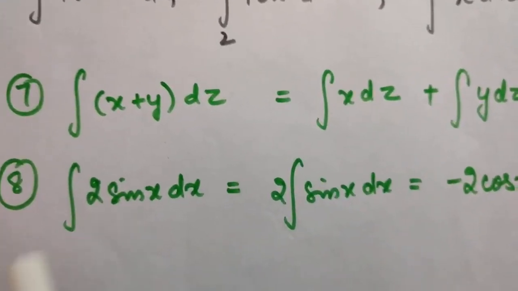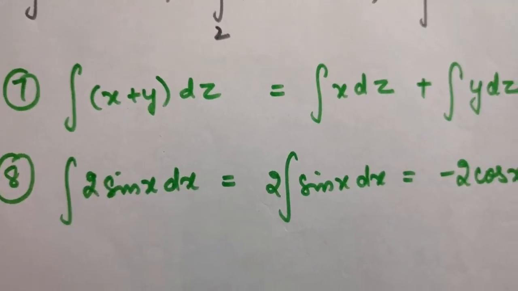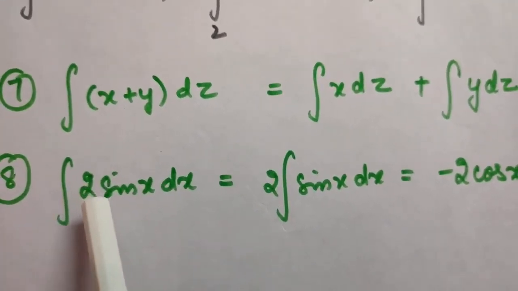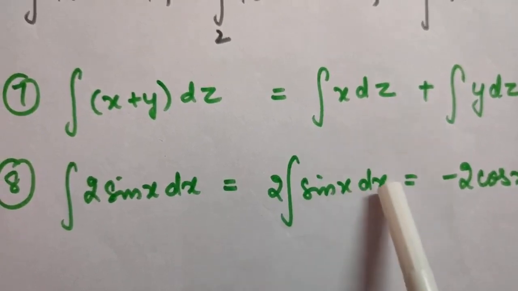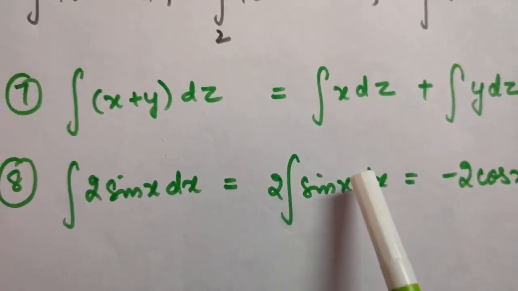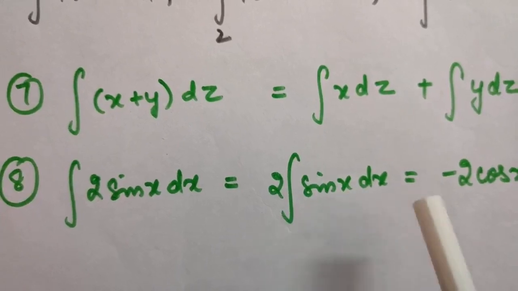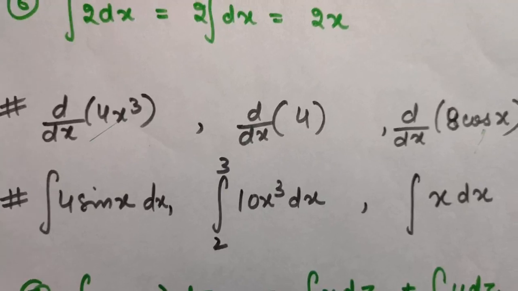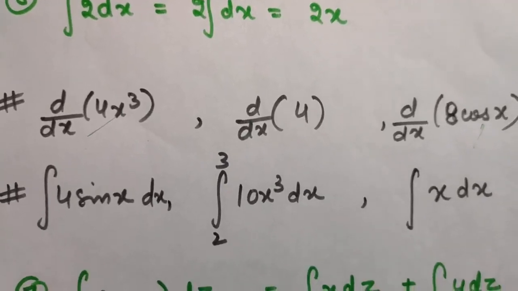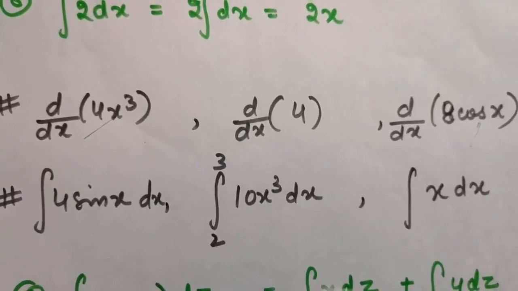Okay, next is integration of 2 sin x dx. Again, because 2 is a constant, it will come outside, so you will be left with 2 integration of sin x dx. And as I told you, integration of sin x is minus cos x, so the answer will be minus 2 cos x.